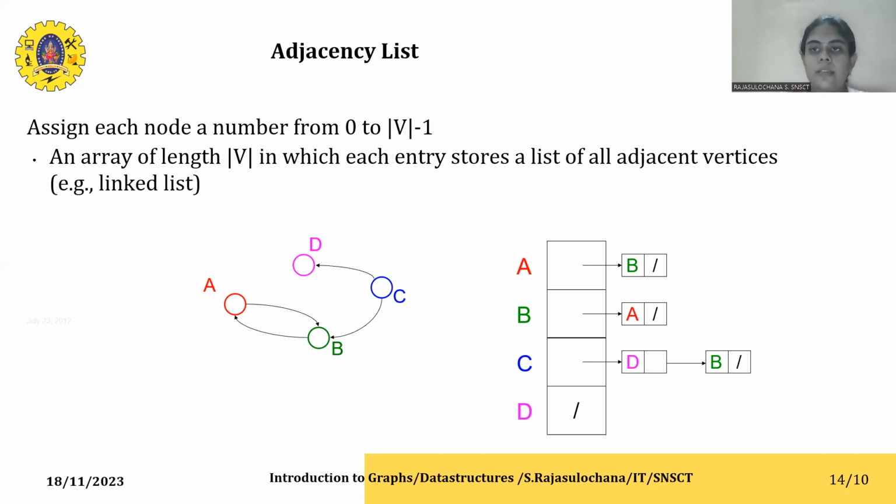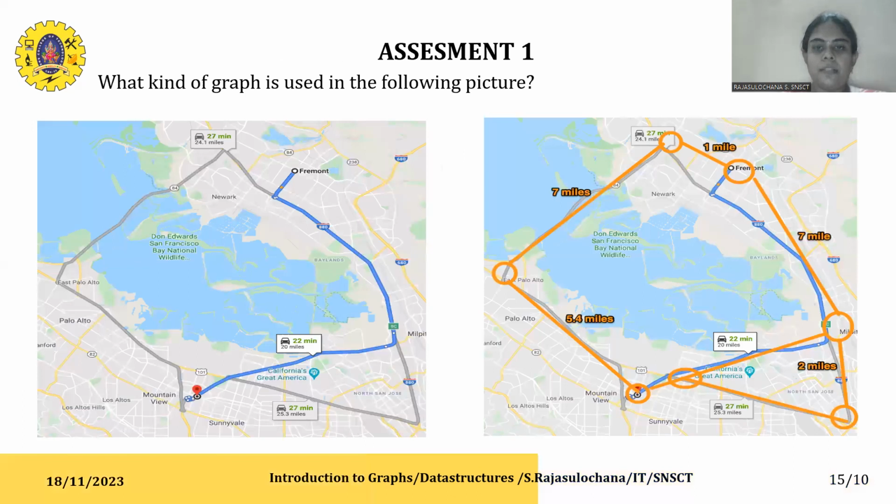So there are 3 ways of representing a graph. One is adjacency matrix, another is incidence matrix, and the last one is adjacency list. Given any of these 3 representations, you should be able to draw the graph, be it an undirected graph or a directed graph. Now look at these graphs. Predict what kind of graphs these are. There are 2 graphs, right? First one and second one.